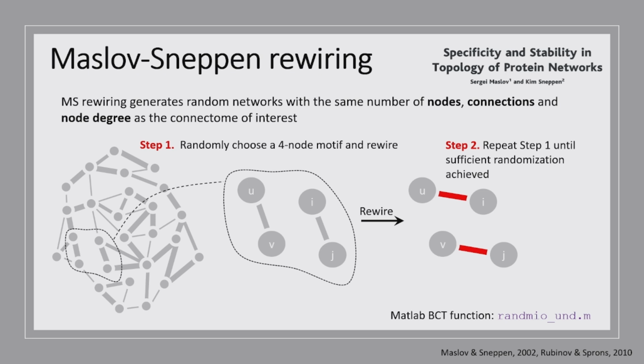By the way, in my slides, I'm going to provide links or the actual function from the BCT, the Brain Connectivity Toolbox, to achieve the rewiring algorithms that I'll present. They'll be shown in purple. So in this case, it's the randmio_und to perform Maslov-Sneppen rewiring.